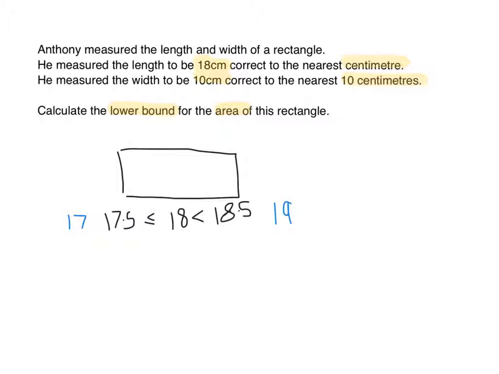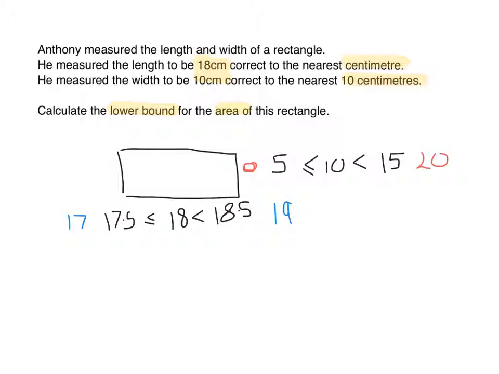Then I do the same for the width. The width is 10 centimetres, but that's to the nearest 10 centimetres. So the 10 centimetres below that is going to be 0, and it's at 5 that we stop rounding to 0 and start rounding to 10. The 10 centimetres above 10 is 20, and it's at 15 that we stop rounding to 10 and start rounding to 20. So I've got my limits of accuracy sorted for both the length and the width.